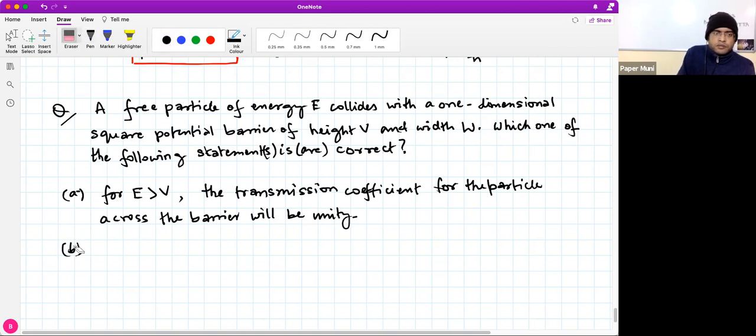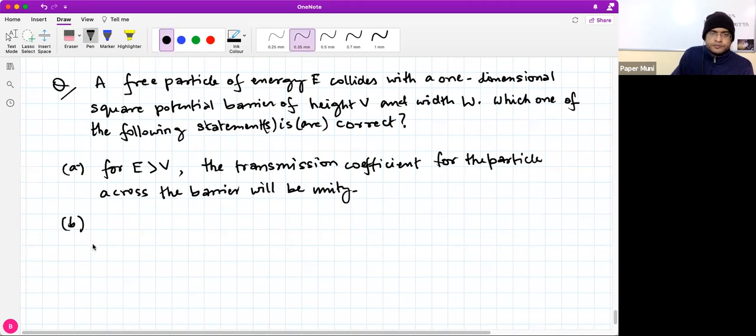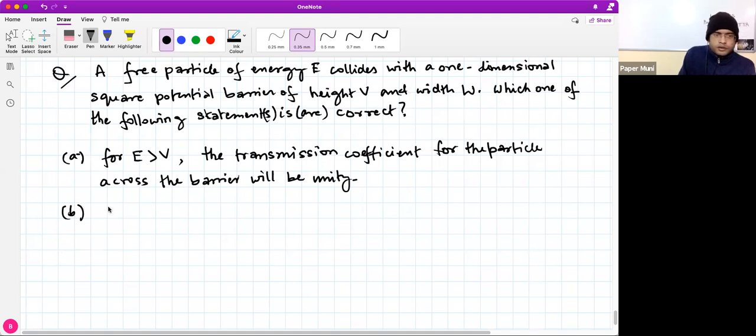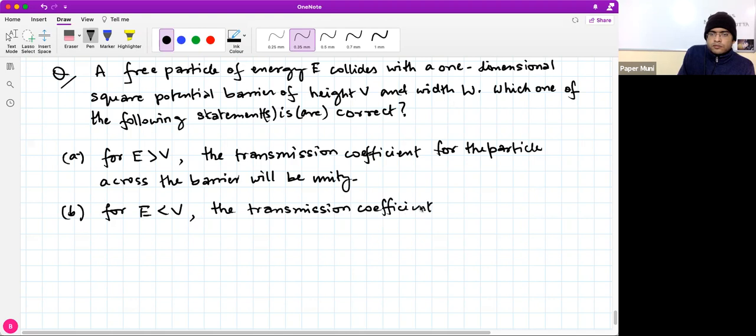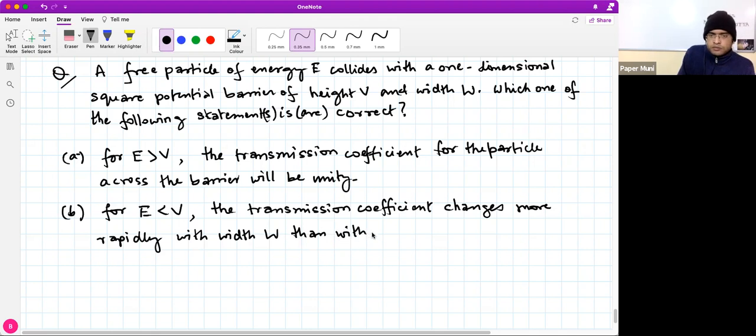Option B, for E less than V naught, the transmission coefficient changes more rapidly with width w than with v.